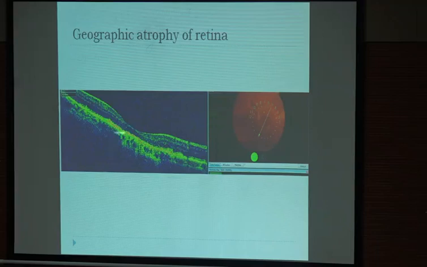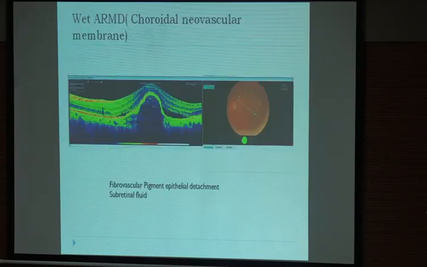Another thing can be advanced dry AMD. We have this atrophy of the retina. The whole retina has become thinned out, and we can't really see the outer layers of the retina here. So this is geographic atrophy of the retina.